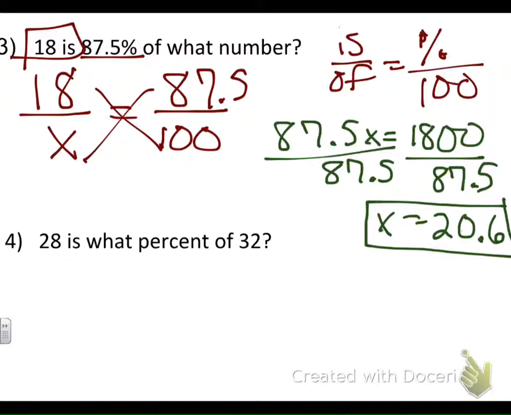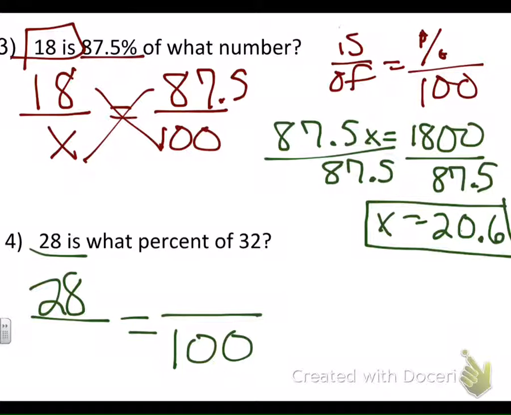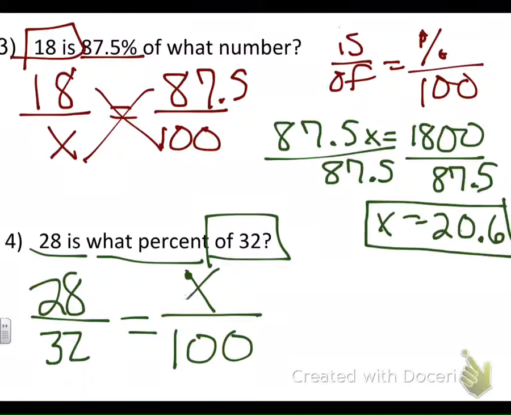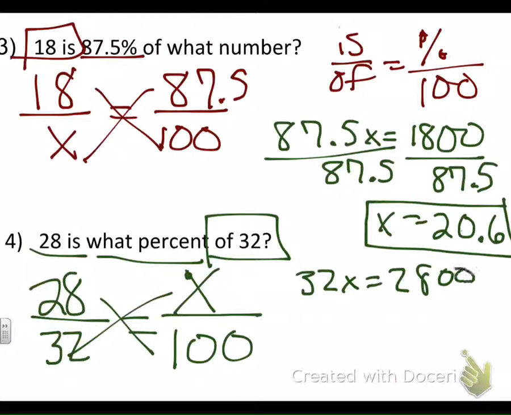Okay, 28 is, so blank equals blank over 100. What percent of 32? So the of goes on bottom. We're looking for the percent, so we'll call that x. Cross multiply, 32x equals 2800. Divide by 32. X is equal to 87.5.